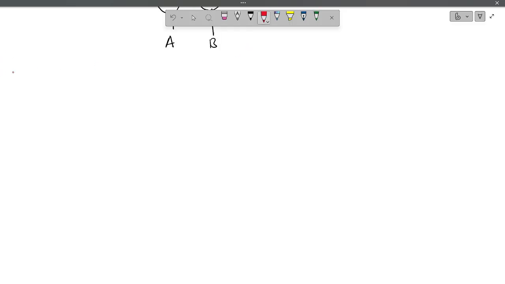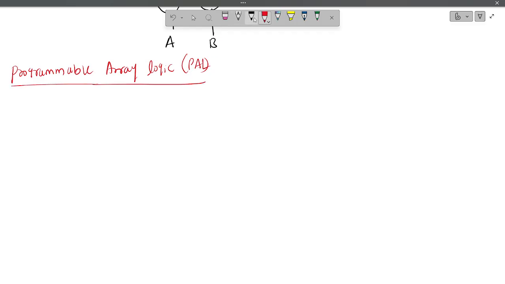programmable array logic. Programmable array logic, that is PAL. So this is nothing but what we call PAL.